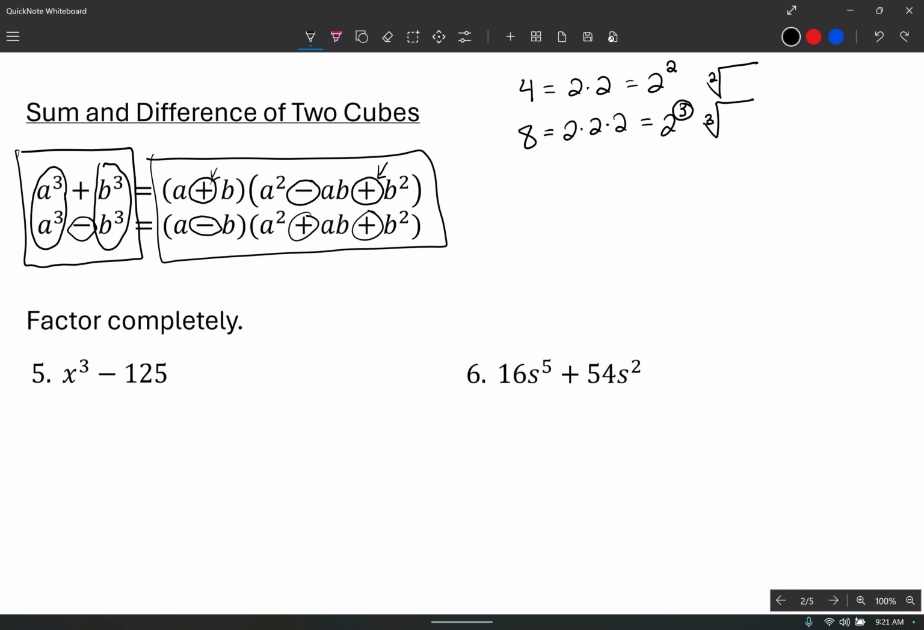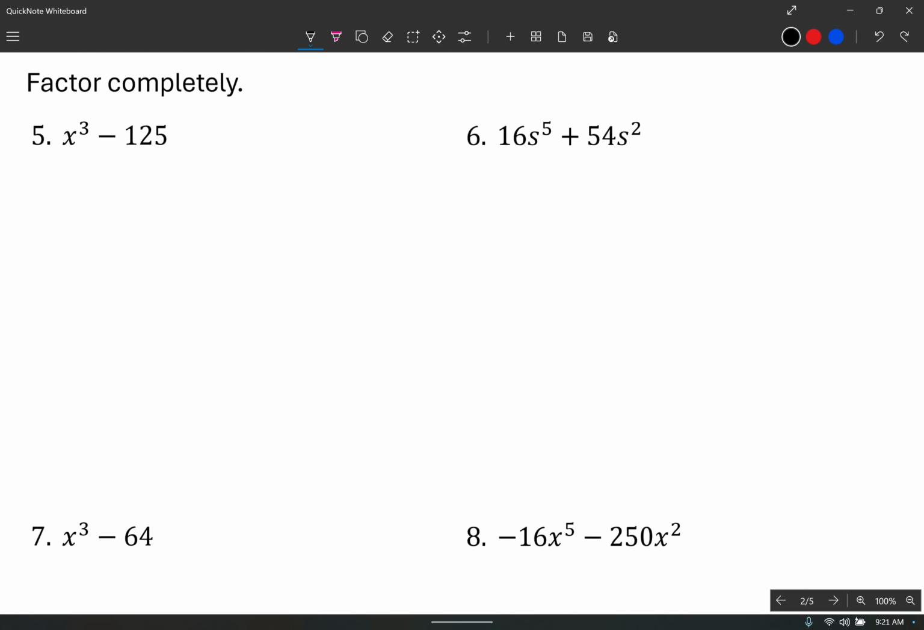So first you want to write what you have as a perfect cube. So this is already written with an exponent that divides by 3. All right, 125 is the same thing as 5 to the third. So 5 times 5 times 5 is 5 to the third.